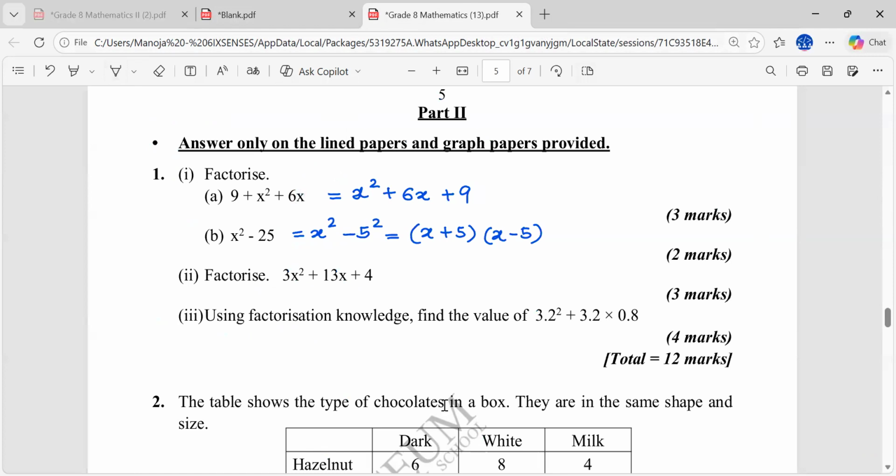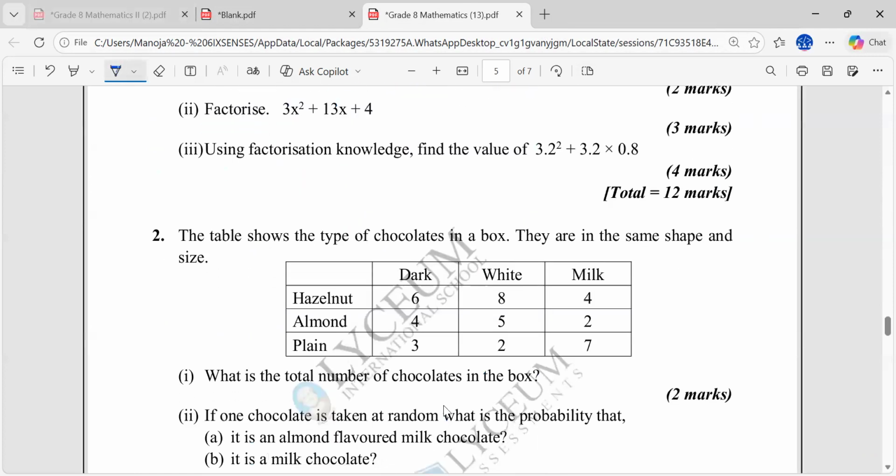Now you just see that you have 3.2 squared, which means 3.2 times 3.2, and you want to add 3.2 into 0.8. You can see the 3.2 is common. You take 3.2 out, and inside the bracket, you have 3.2 plus 0.8.